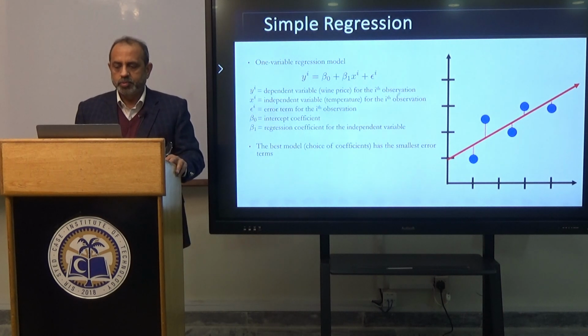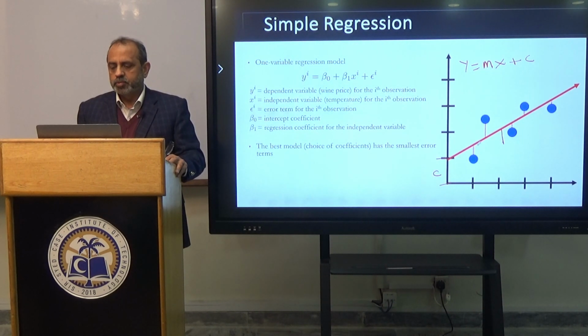So we know the equation of a line, which is y = mx + c. So you know this is the equation of a line. Here c is called the y-intercept, and m is the slope. Okay, so we know that m is the slope.